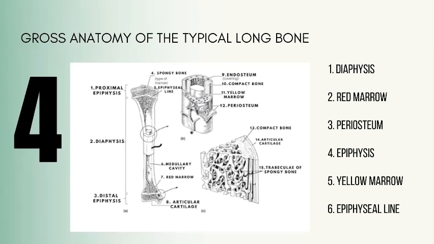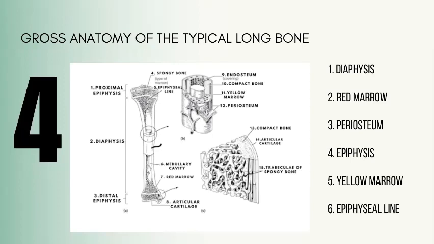6. Medullary cavity, 7. Red marrow, 8. Articular cartilage, 9. Endosteum, 10. Compact bone, 11. Yellow marrow, 12. Periosteum, 13. Compact bone, 14. Articular cartilage, 15 is trabeculae of spongy bone.